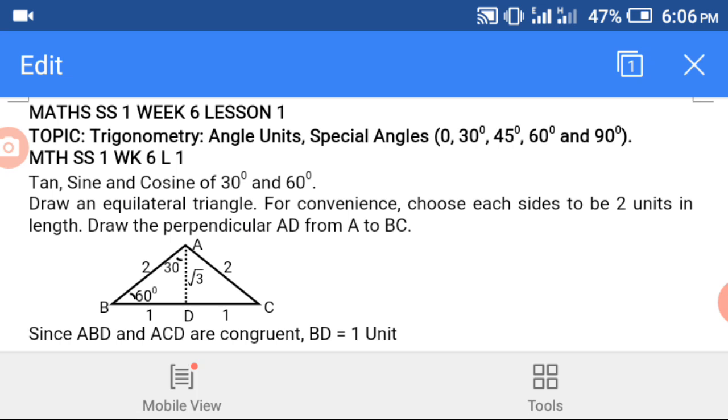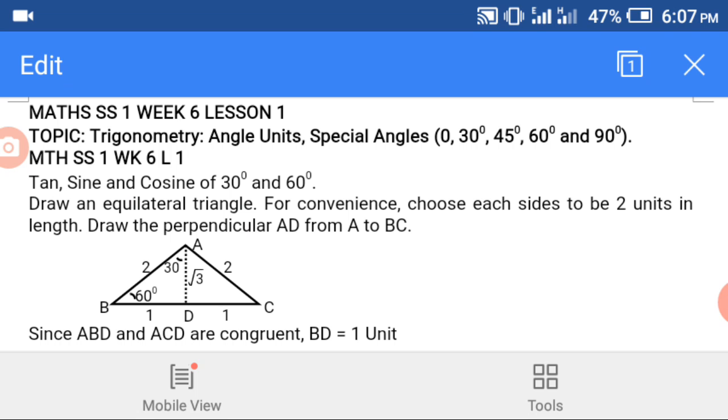Now, under this, we want to look at the ratios of tan, sine, and cosine of angle 30 degrees and 60 degrees. Now, before we can get this angle, we want to use an equilateral triangle. So, we are going to draw an equilateral triangle.